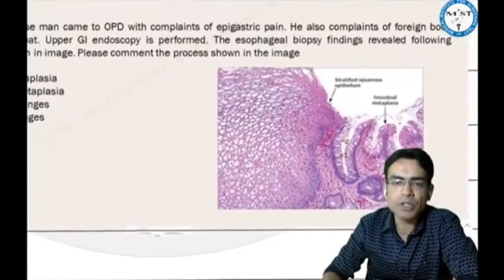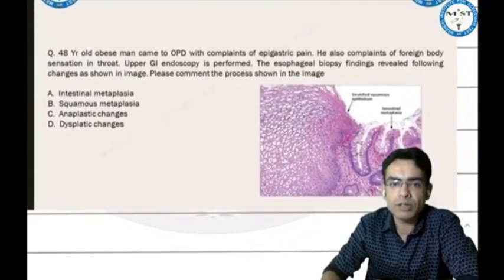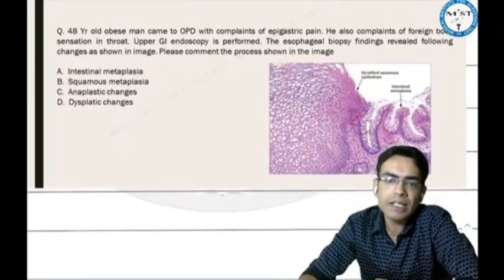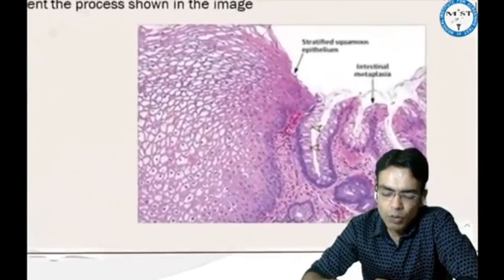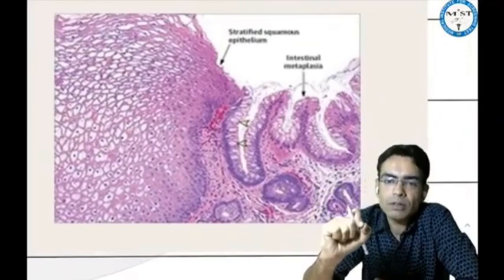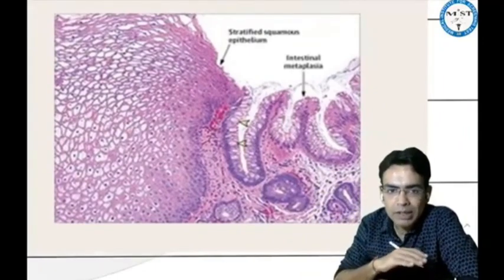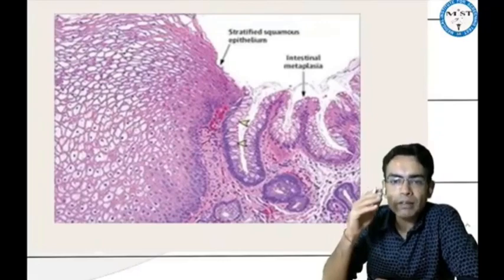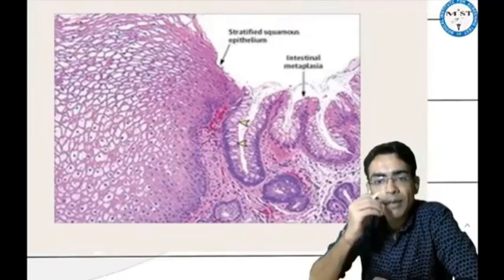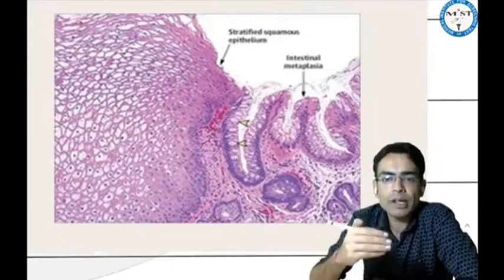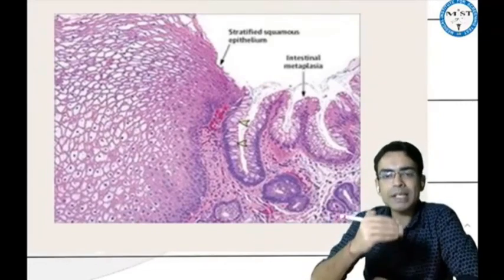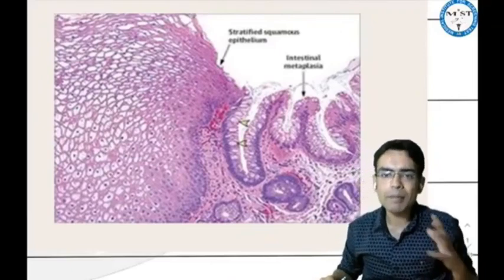Now, when you see this picture, which some students told me was given in the exam, one thing you know is that whatever is happening inside is a different issue, but this is a biopsy which has been taken from the esophagus. We have discussed this many times in the class, that the esophagus normally has a squamous epithelium, simple squamous cells.